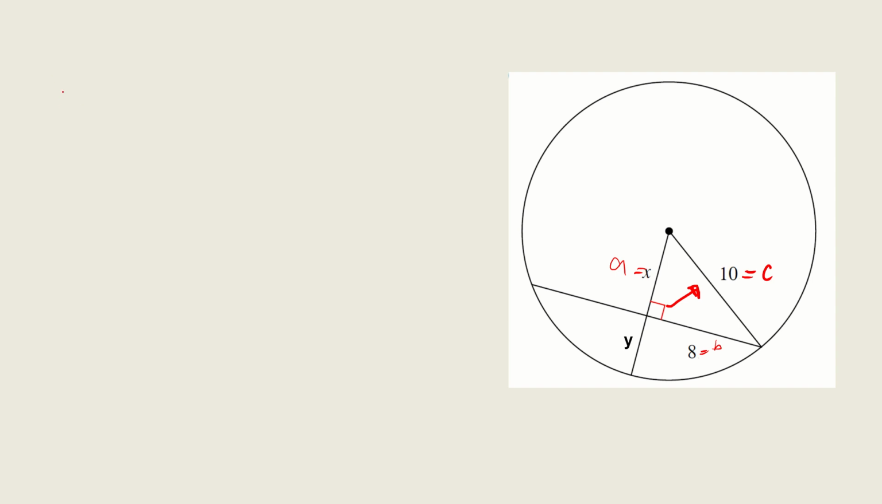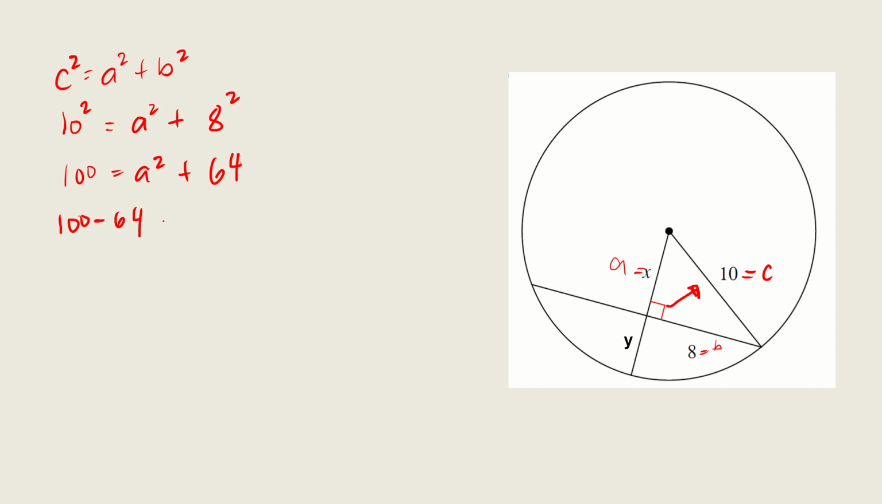Okay po. So, we have C squared is equal to A squared plus B squared. Ang C natin is 10. So, 10 squared equals A squared plus B squared, and B is 8. So, 10 times 10 is 100 equals A squared plus 8 times 8, 64. O, kailangan natin si A. So, lipat natin si 64 sa kabila. So, magiging 100 minus 64 equals A squared. 100 minus 64 will give you 36 and equals A squared.